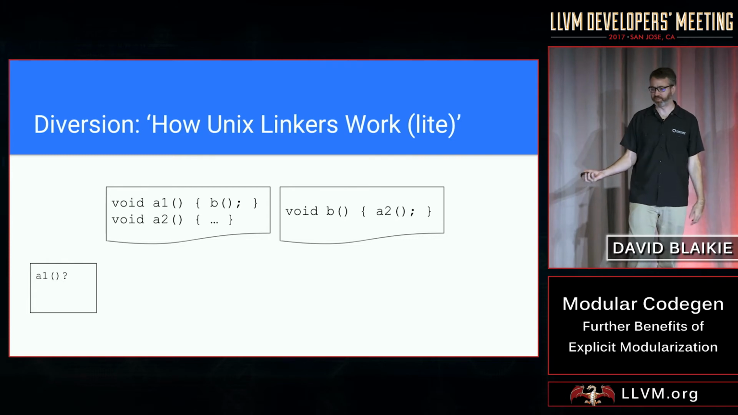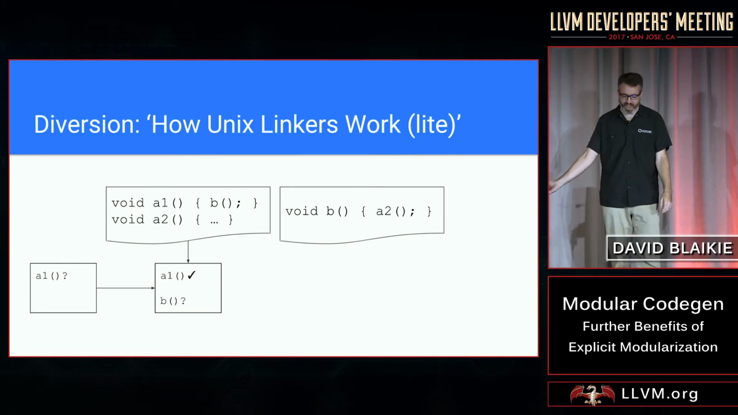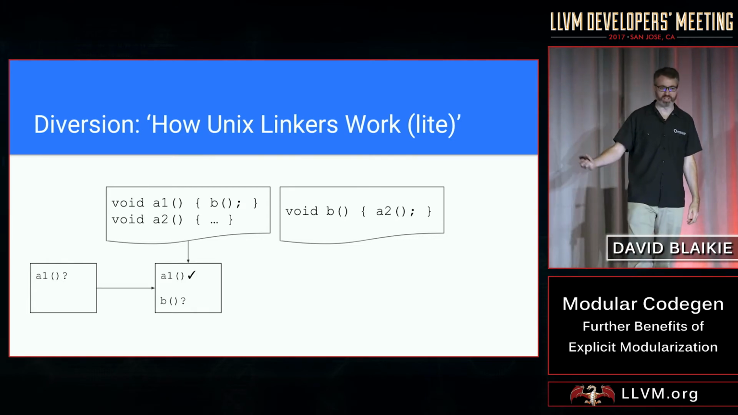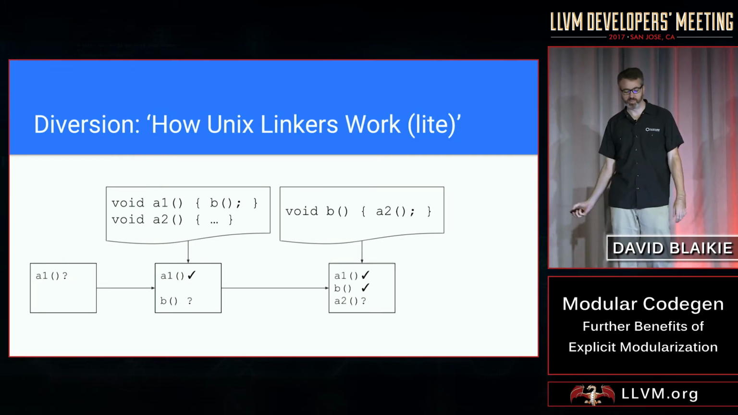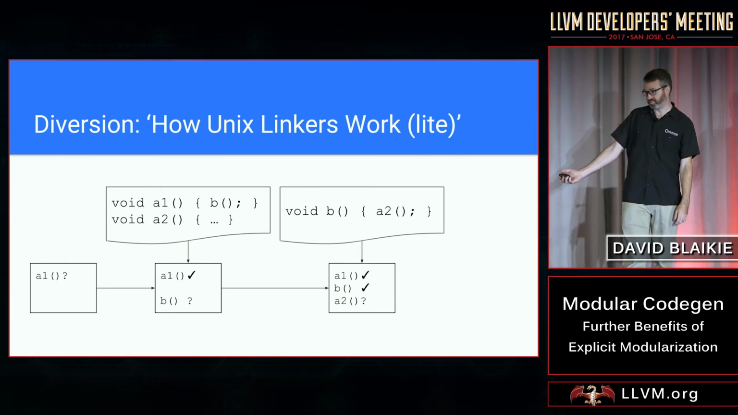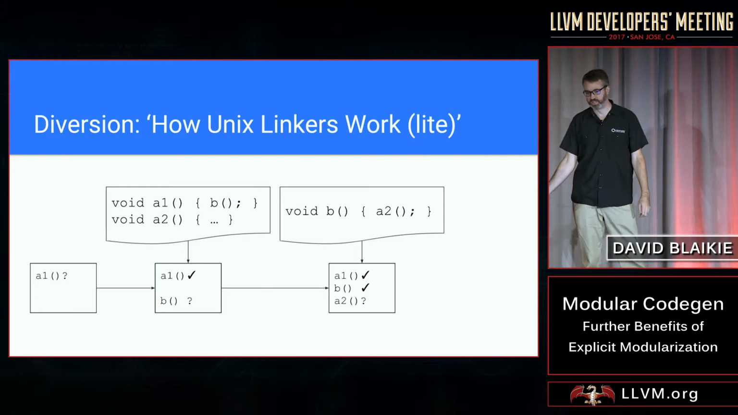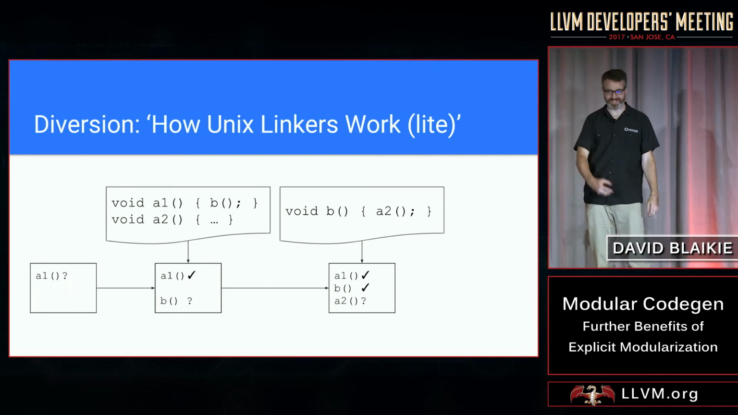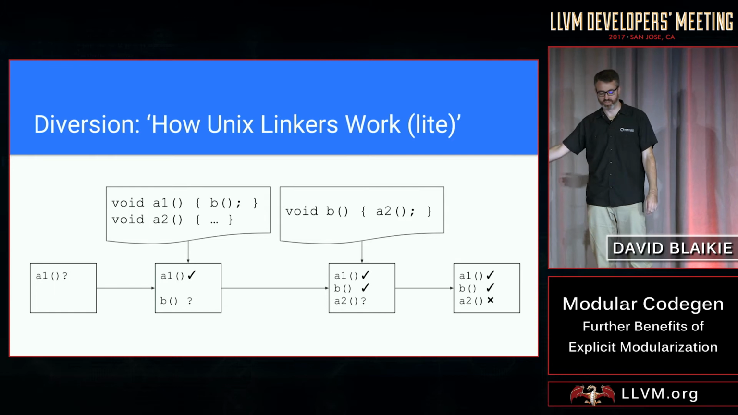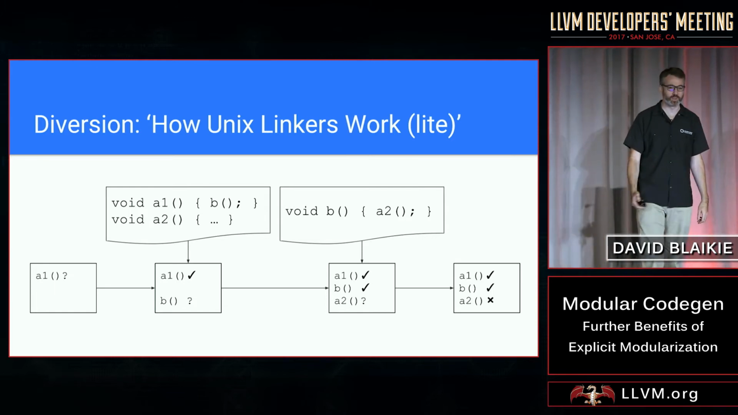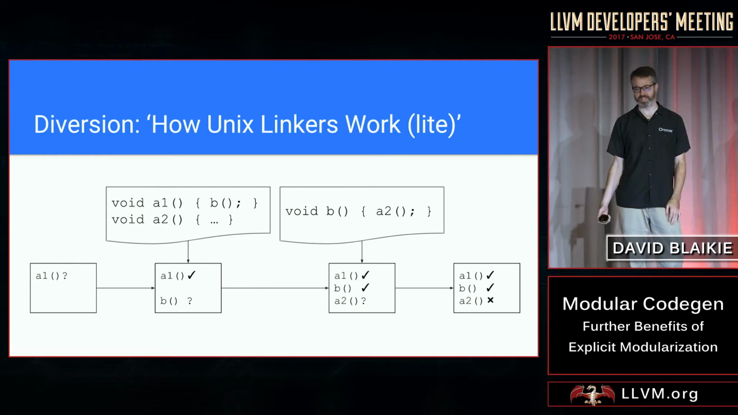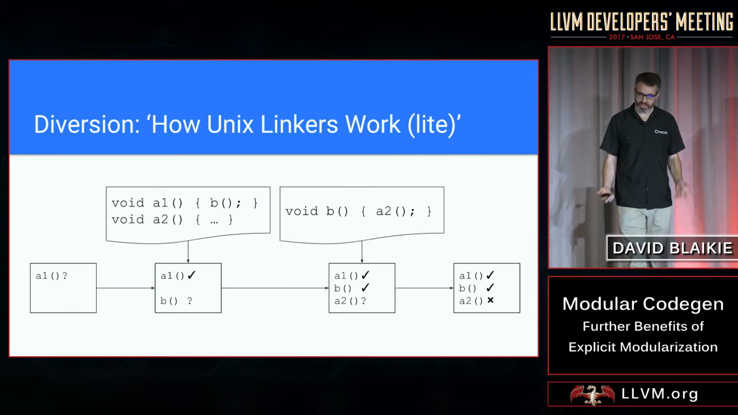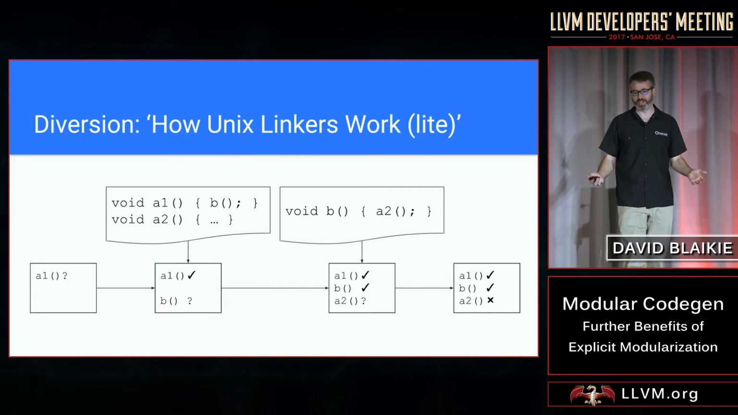So it starts off looking for A1. Goes to lib A, finds A1, but A1 needs B. So now its list of things to look for is B. It goes off to lib B, finds B, and now it finds that it needs A2. Unix linkers don't go back again. They just keep going forward. And so what ends up happening is you get a link error. And you stare at your libraries and go, but I totally have A2. What are you talking about? This is the way Unix linkers work. This helps us actually preserve a bunch of layering inside LLVM.